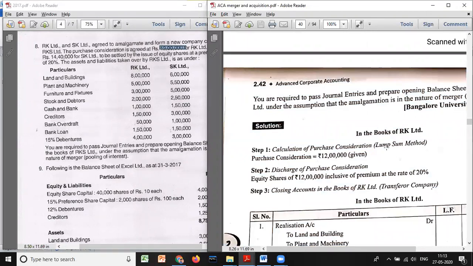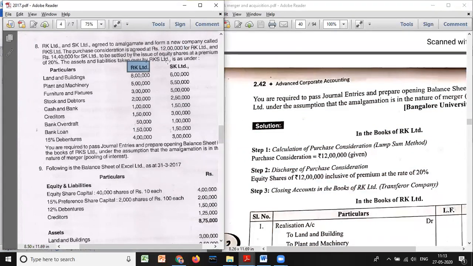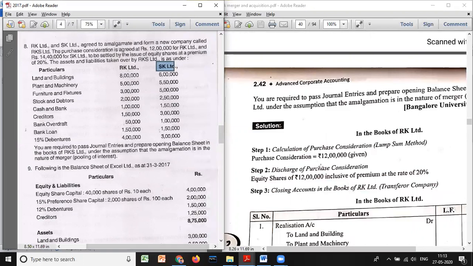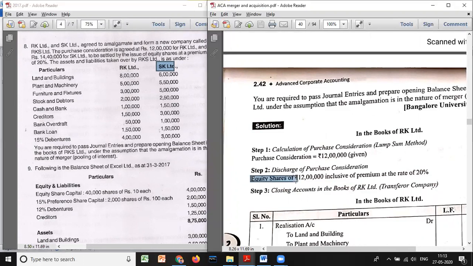When you are closing books, please keep it in mind: you have to close the books under RK and also under SK Limited. Under both the companies, we need to close the books. The purchase consideration given is 12 lakh, and the discharge of PC is by issue of equity shares at a premium of 20%. So by equity shares, 12 lakh. Done. Now we have to close the entries.